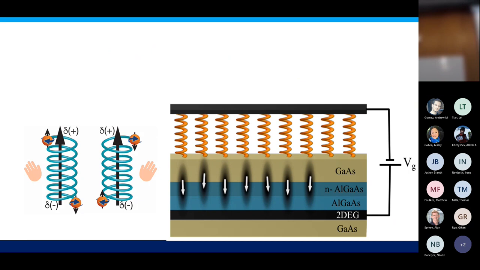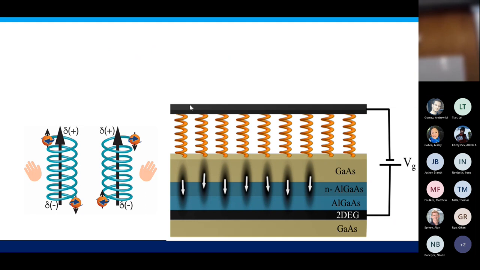Now, we can use it for a device that's related to things that I discussed this morning here. We can put a gallium arsenide, aluminum gallium arsenide wafer that has a two-dimensional electron gas, namely the delocalized electrons here in this layer. Now we adsorb chiral molecules on top. On top of it, we put a gate.